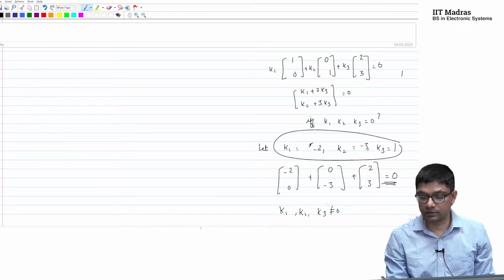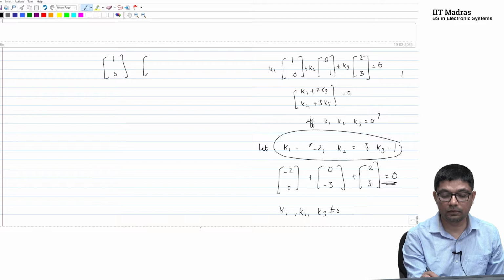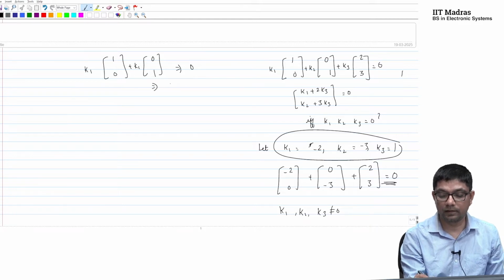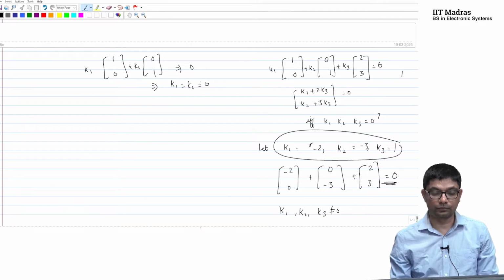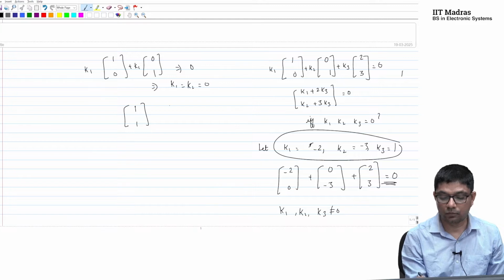All of these are non-zero. The other case, when I took linearly independent 1, 0 and 0, 1, so k1 times this plus k2 times this was 0, implied k1 equal to k2 equal to 0. Okay, we can try several other vectors of the form also, right? This 1, 1 and minus 1, 1, this is also linearly independent.